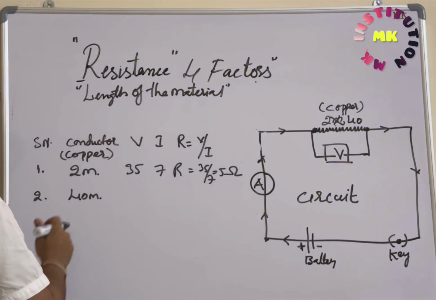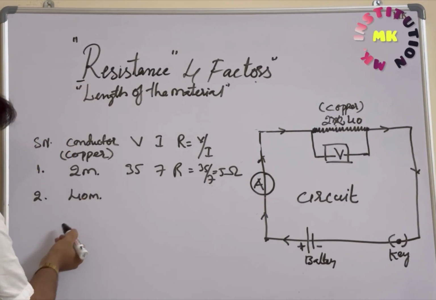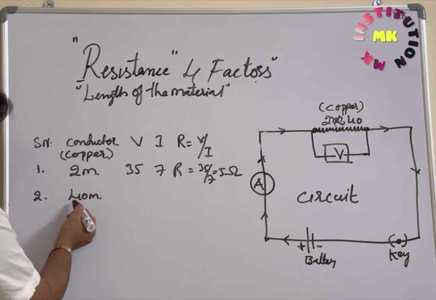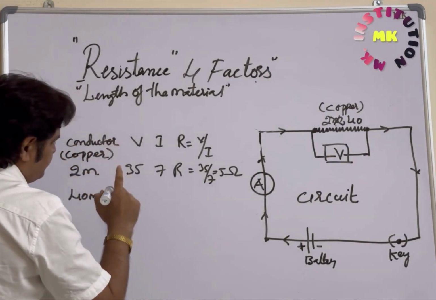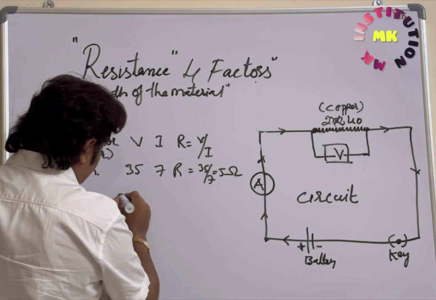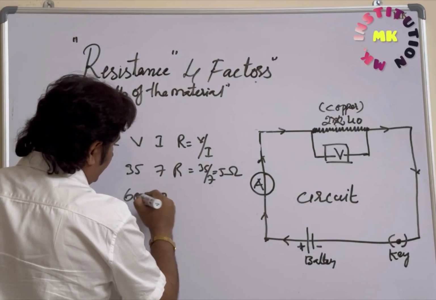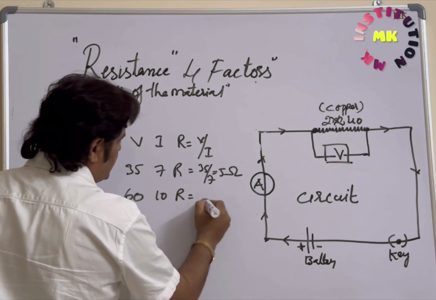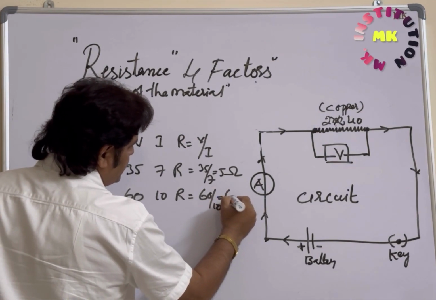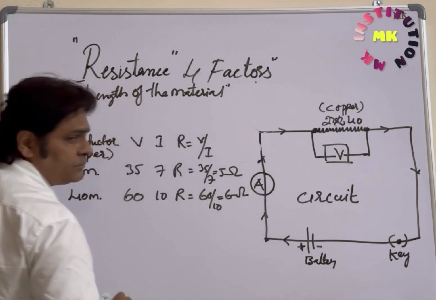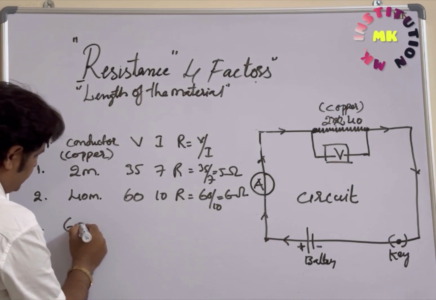Clear? Because we have already done this one, we are getting the same ohms here. So next one, the length of the copper wire here is 60 meters. Then 10. Then check the resistance here now, 60 by 10. 10 6s are 60. 6 ohms. Clear? Next one, third one here.